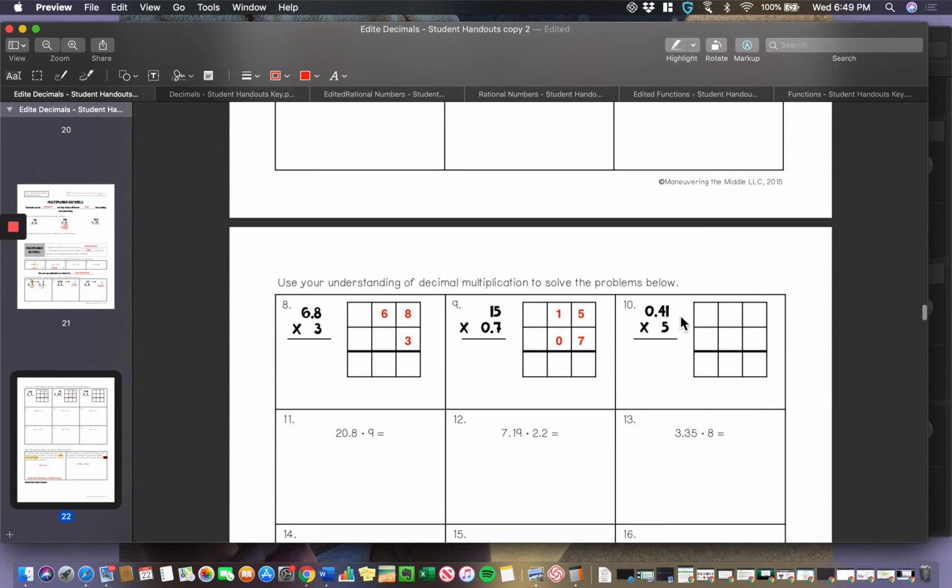Alright, I'm going down to the bottom. So it says use your understanding of decimal multiplication to solve the problems below. So they want you to rewrite the problems in a box like this, just because it lines everything up. But notice they didn't use a decimal, which is totally cool, because all we got to do is count the number of decimal places, and our answer is going to have the same amount. So in this problem, I'm definitely only going to have one decimal in my solution.